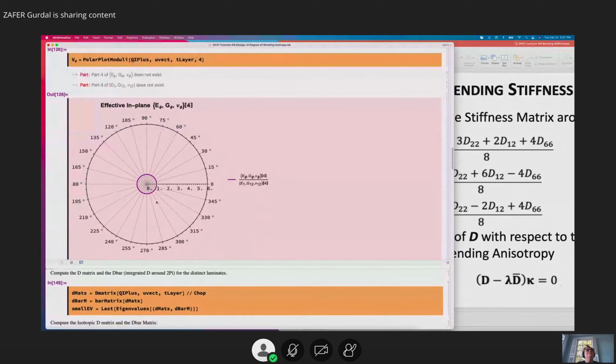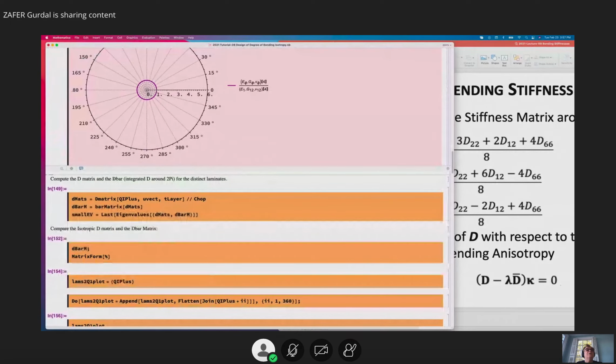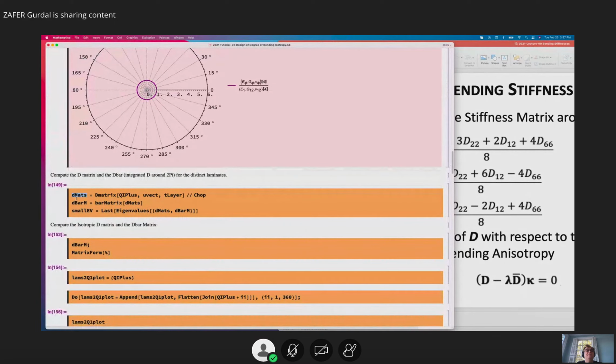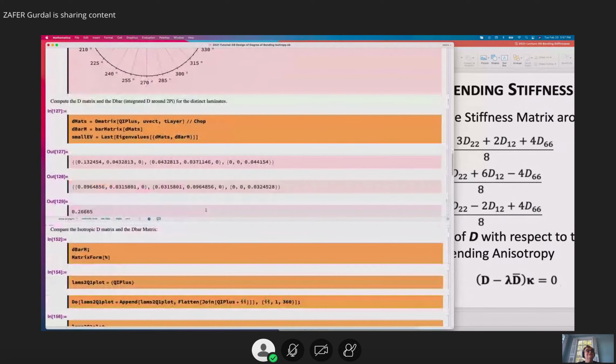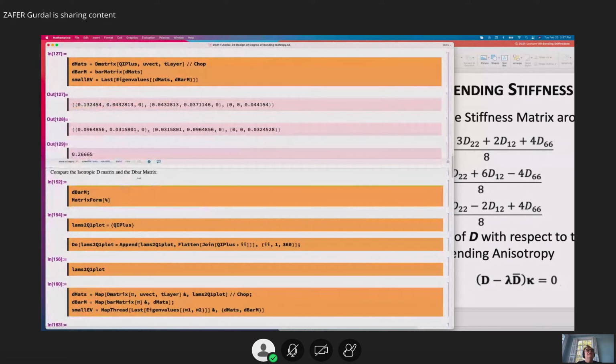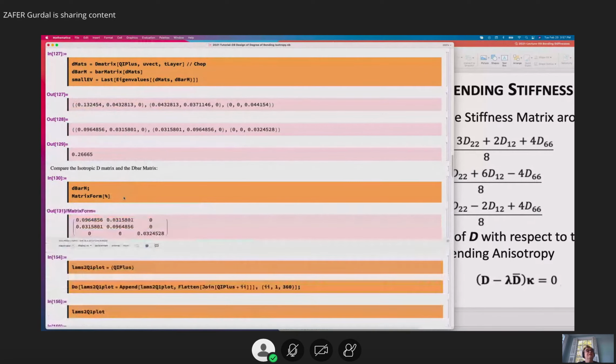So let's go to the D bar matrix. This is the D bar matrix. Again, for the QI plus, the small eigenvalue, we've done this line already, 0.266. And comparing the isotropic D matrix and the D bar matrix, they are the same.